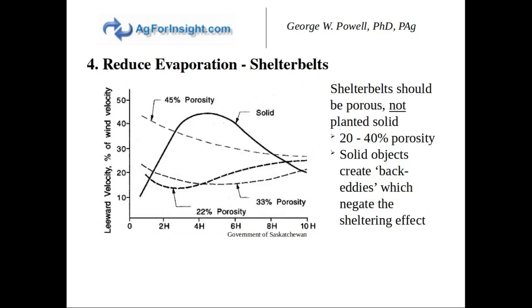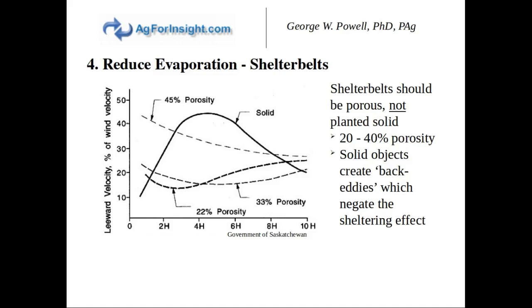It's very important, though, that shelter belts should be porous, not planted solid. Our goal here is to create about 20 to 40% porosity. And we would measure porosity by looking at the shelter belt from the side at ground level and looking at how much airspace there is relative to what's occupied by stems and leaves and branches. The reason we want porosity is that solid objects create back eddies, which negate the sheltering effect.